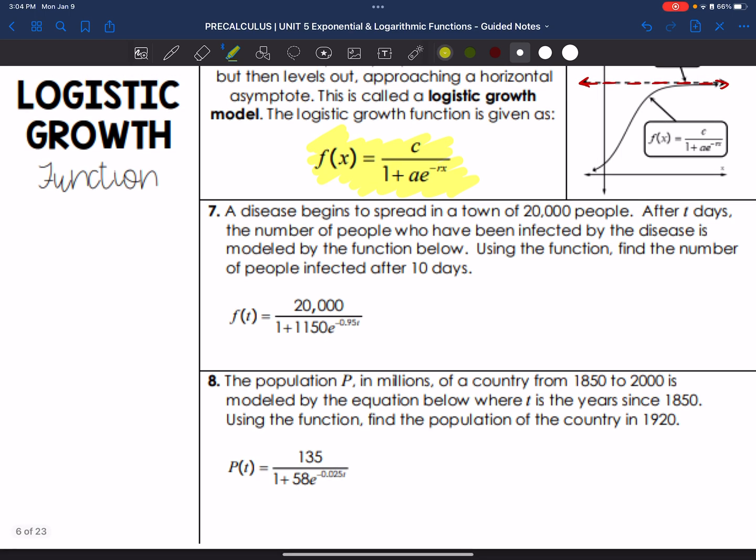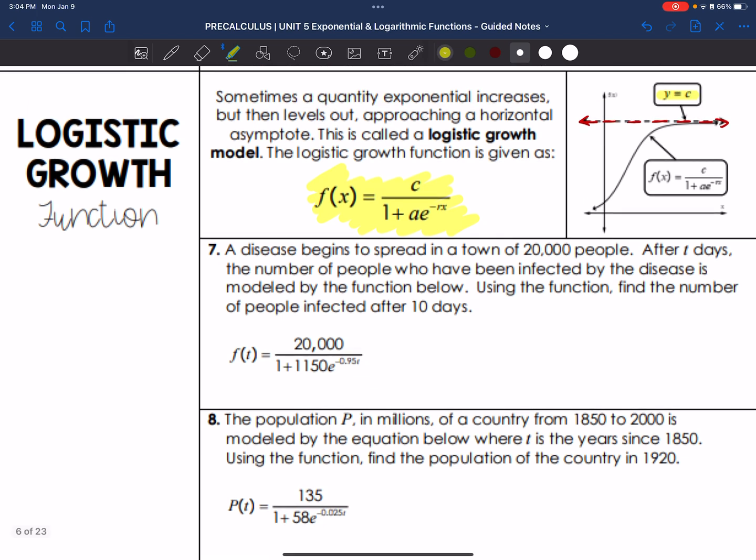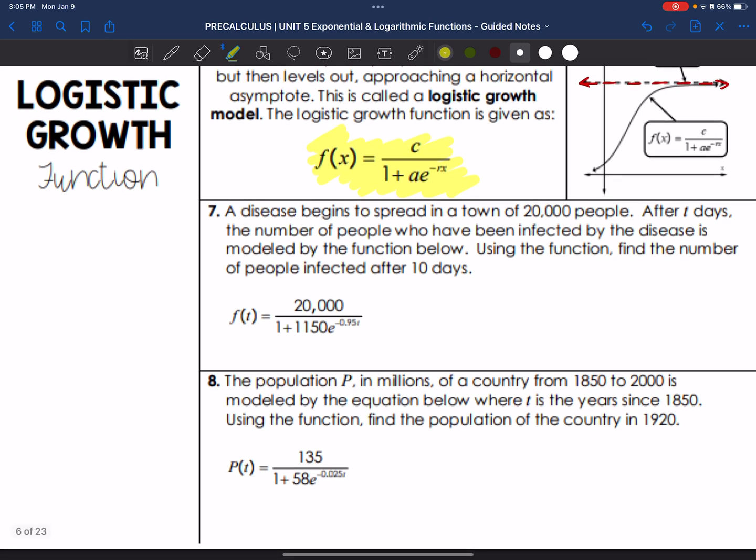So here is what COVID actually looked like. This whole idea of wanting to flatten the curve, that's what they were talking about. So if a disease like COVID begins to spread in a town of 20,000 people, after t days, the number of people who have been infected by the disease is modeled by this function. Using the function, find the number of people infected after just 10 days.